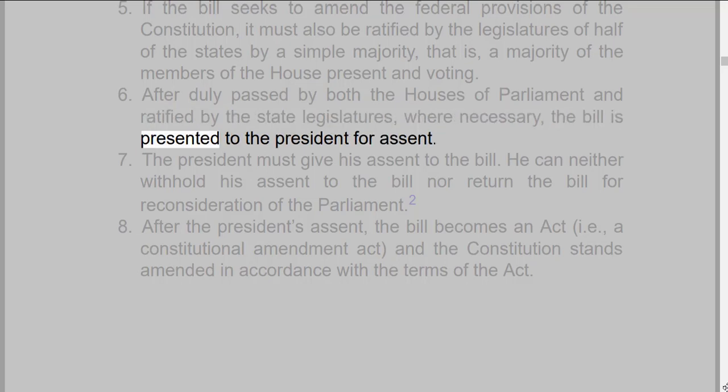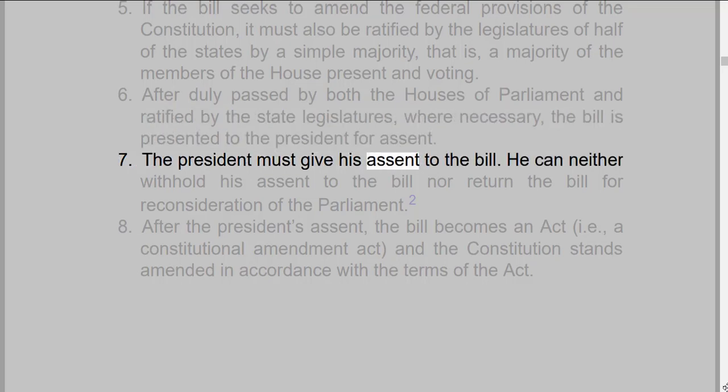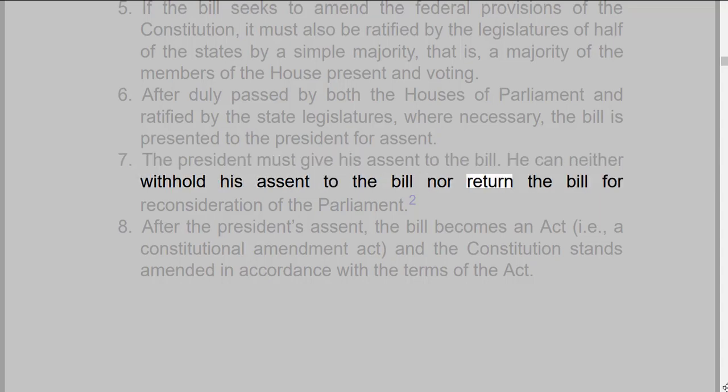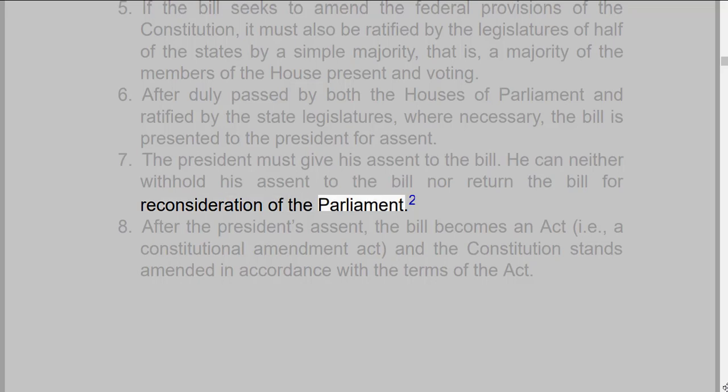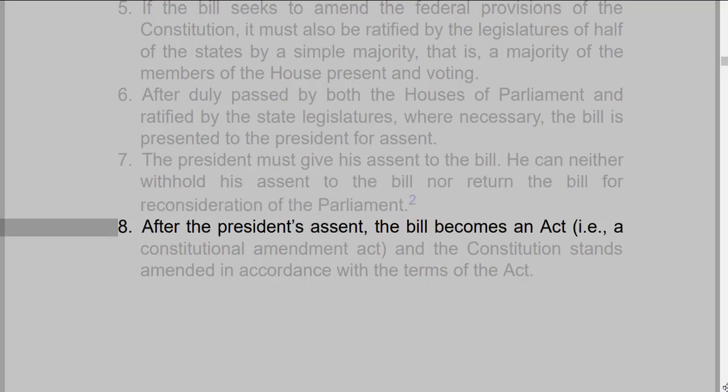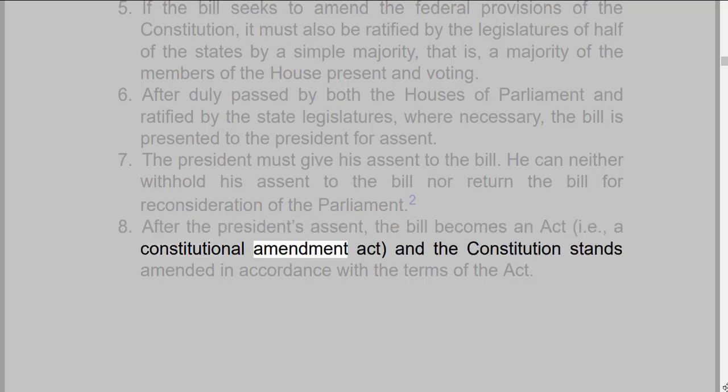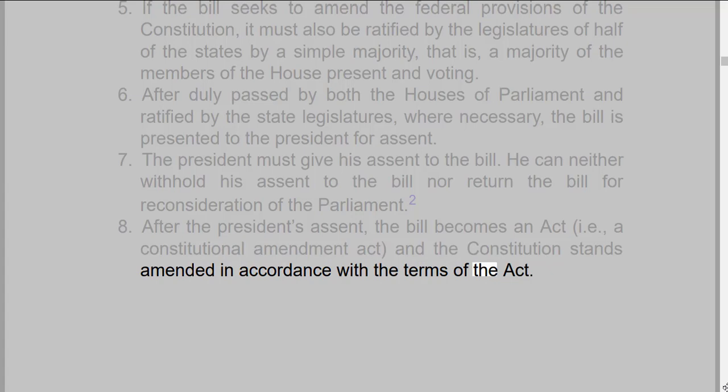6. After being duly passed by both the Houses of Parliament and ratified by the state legislatures, where necessary, the bill is presented to the President for assent. 7. The President must give his assent to the bill. He can neither withhold his assent to the bill nor return the bill for reconsideration of the Parliament. 8. After the President's assent, the bill becomes an act, i.e., a Constitutional Amendment Act, and the Constitution stands amended in accordance with the terms of the Act.